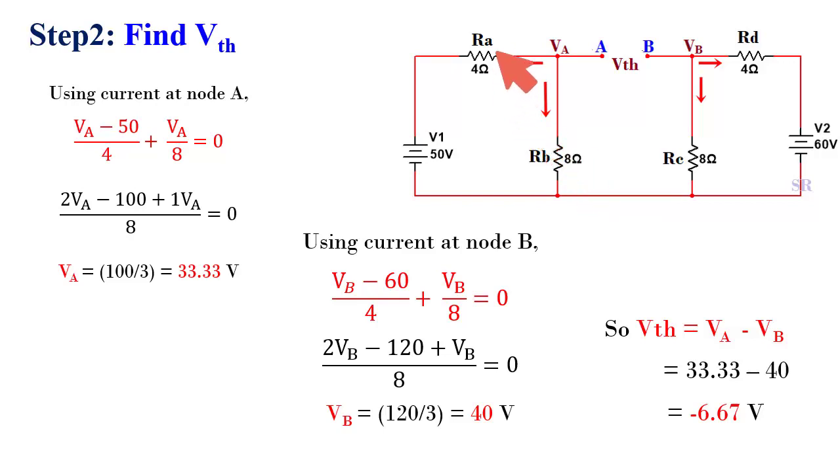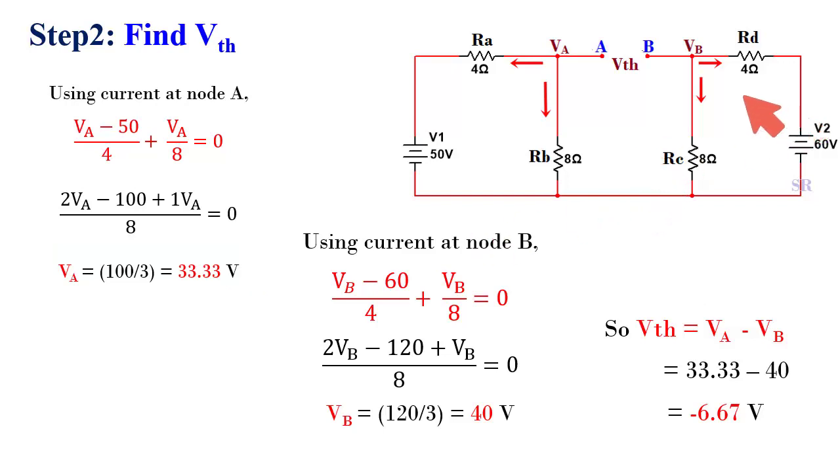From this consideration, what will be the current through this resistance RA? This is VA minus this potential 50 volt divided by resistance 4 ohm. This is that current. And what is the current through this resistance RB? That is VA minus this point potential, which is 0, divided by the resistance 8 ohm. So this is VA by 8. Now summation of these two currents is 0. So this current plus this current is equal to 0. From here we got the potential at A is 33.3 volt.